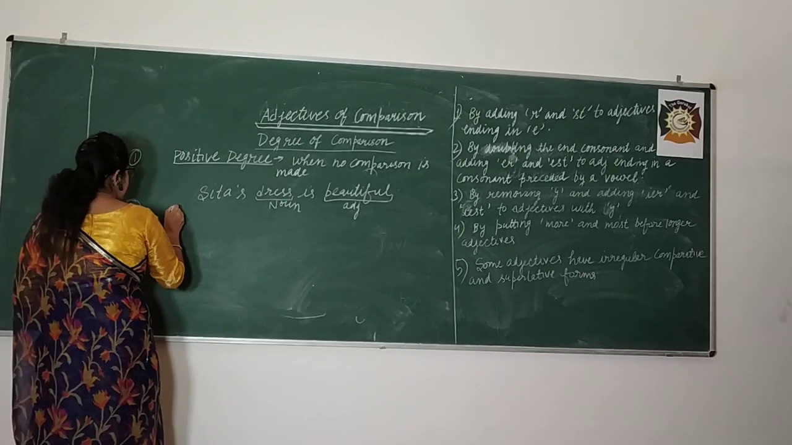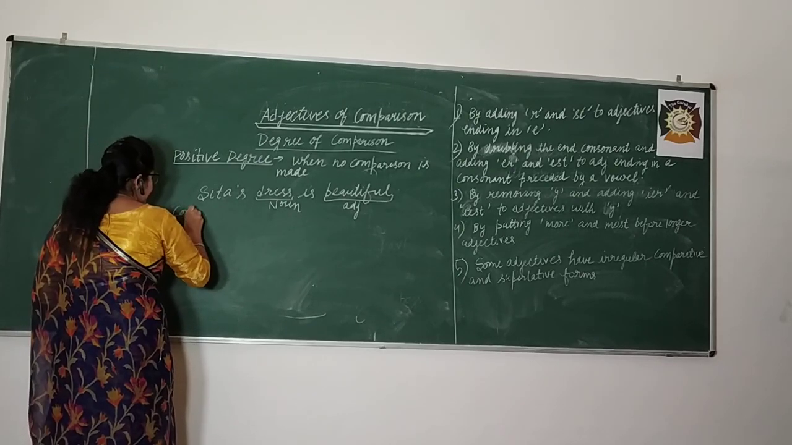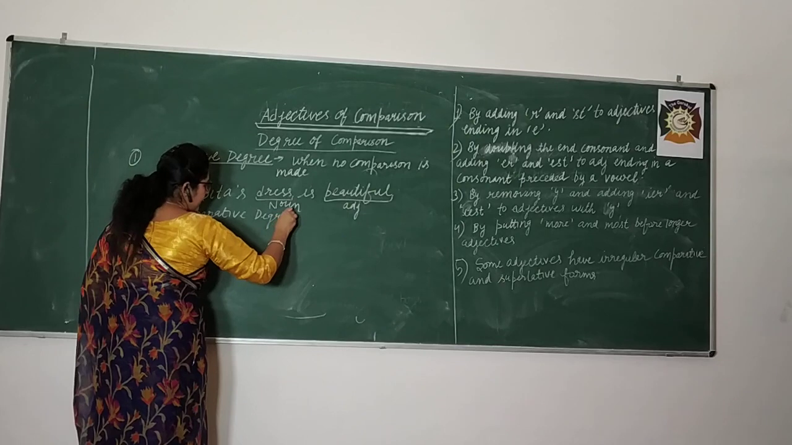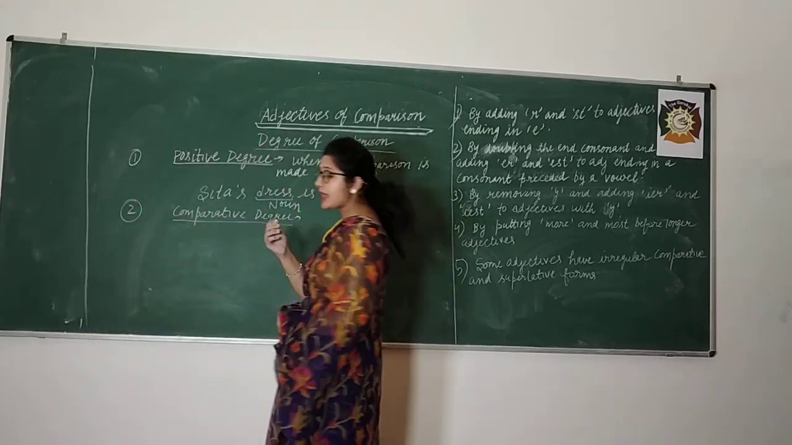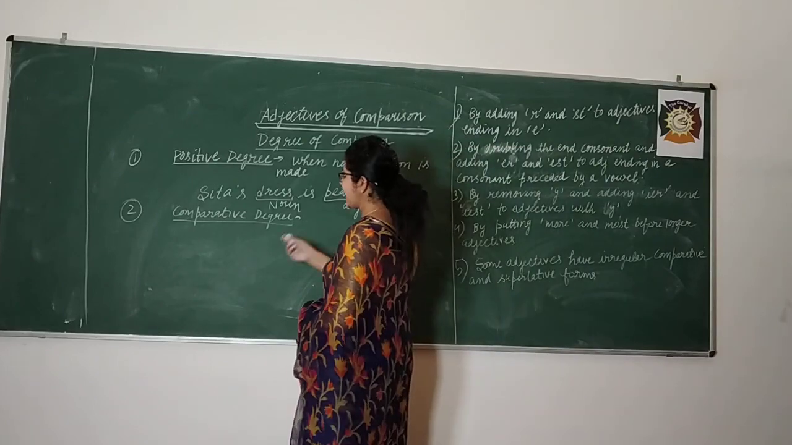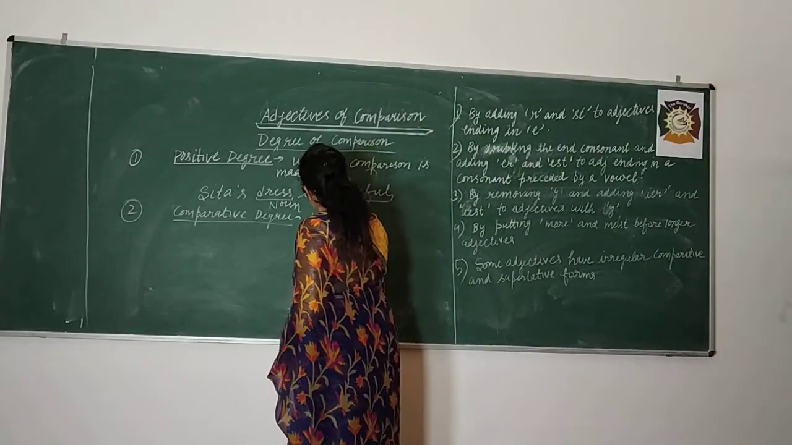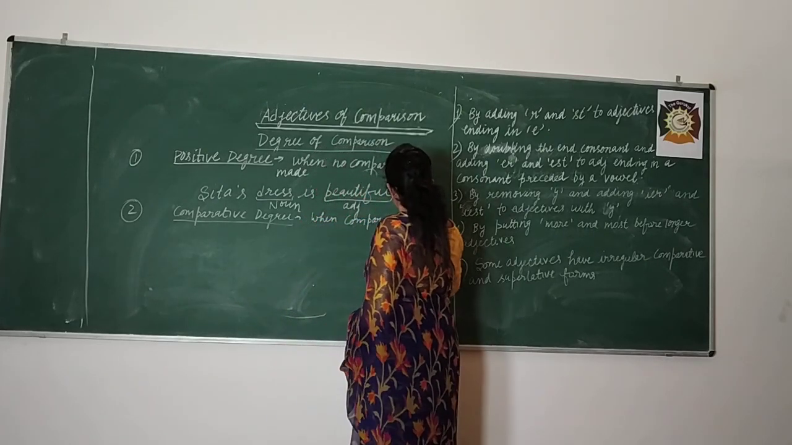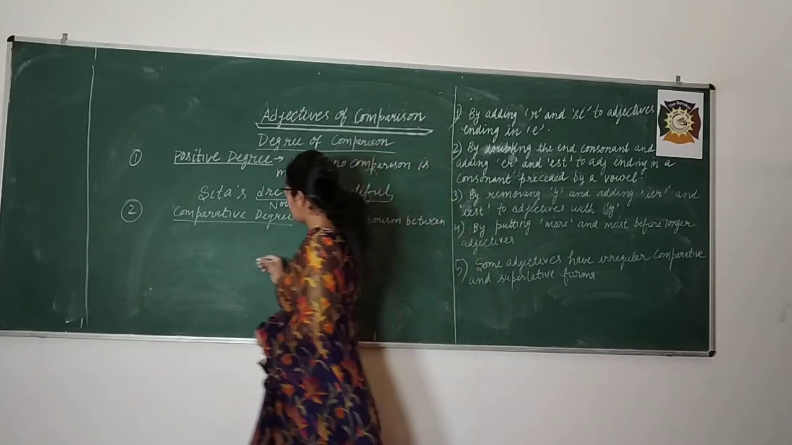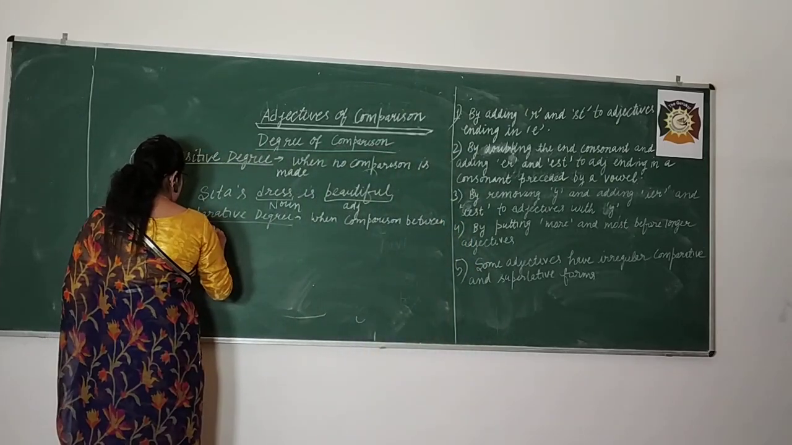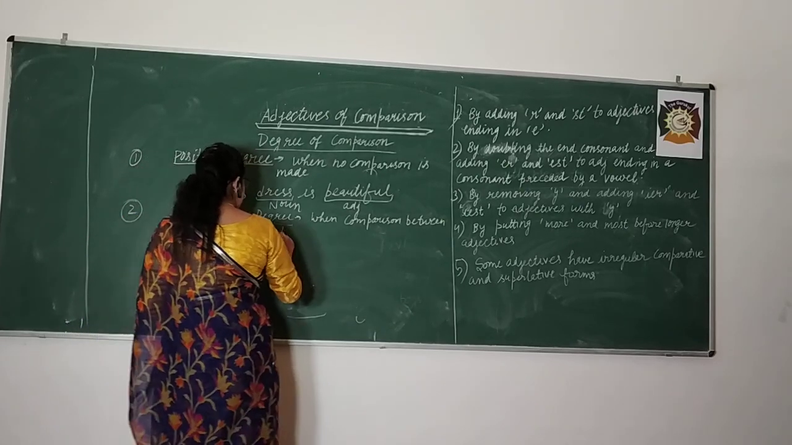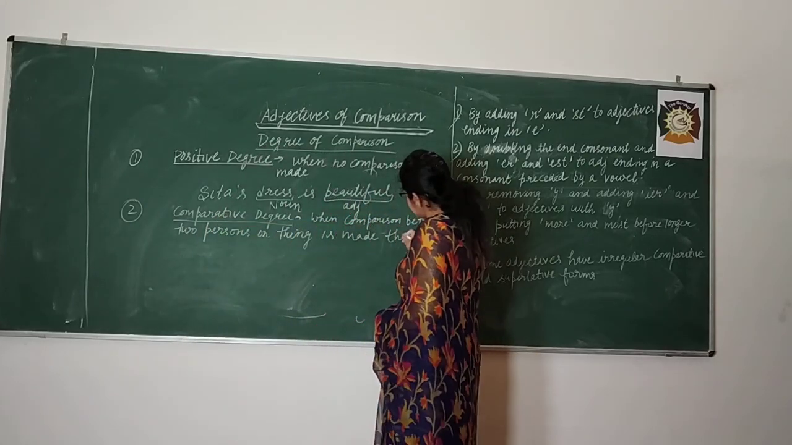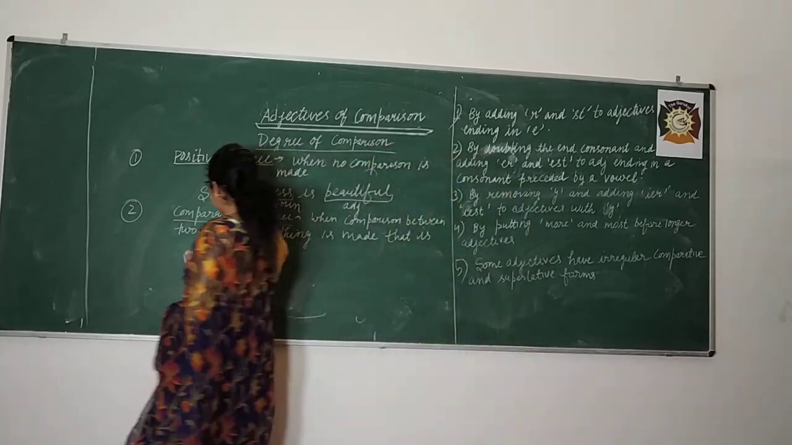Second is comparative degree. What is comparative degree? When comparison between two things is made, that is called comparative degree. When comparison between two persons or things is made, that is called comparative degree.